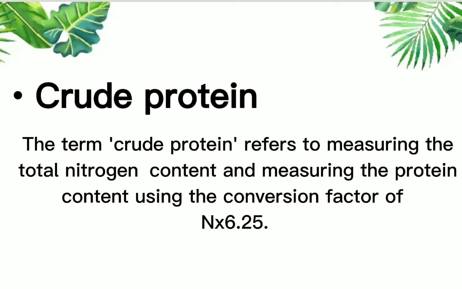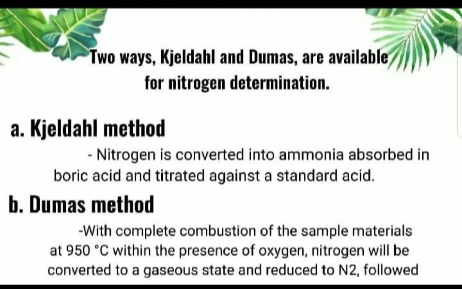The term crude protein refers to measuring the total nitrogen content and calculating the protein content using the conversion factor of N x 6.25. Two methods, the Kjeldahl and Dumas, are available for nitrogen determination.